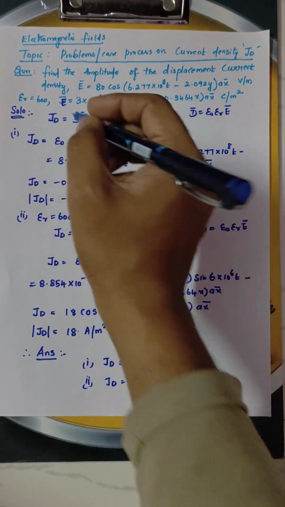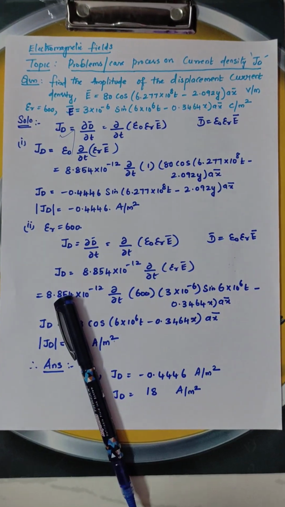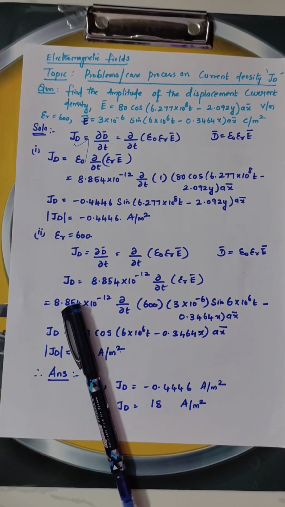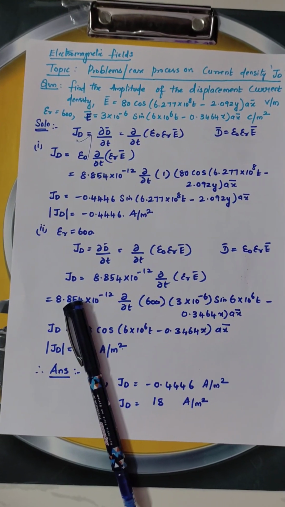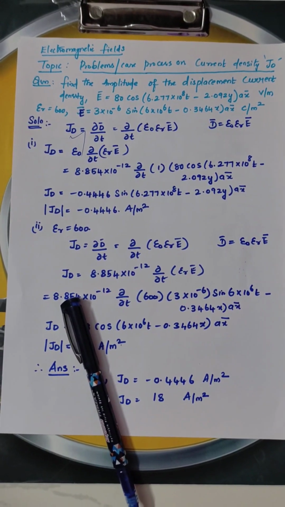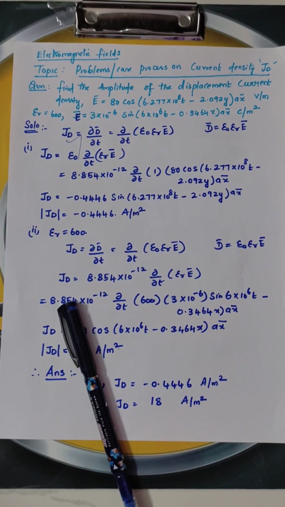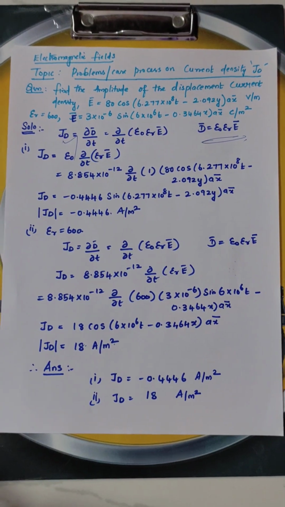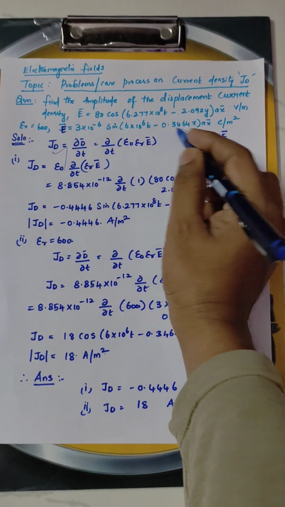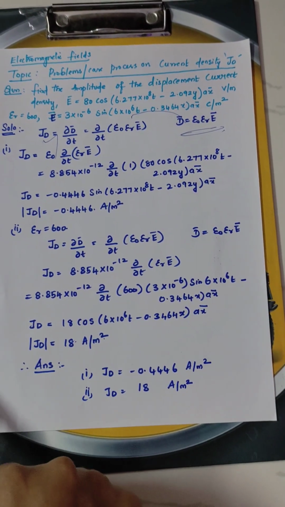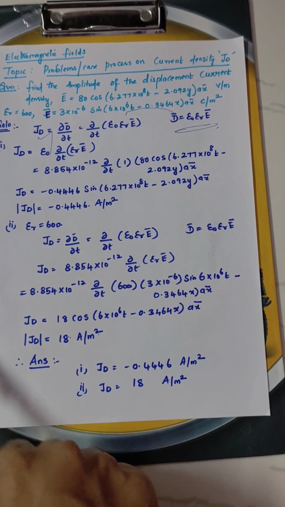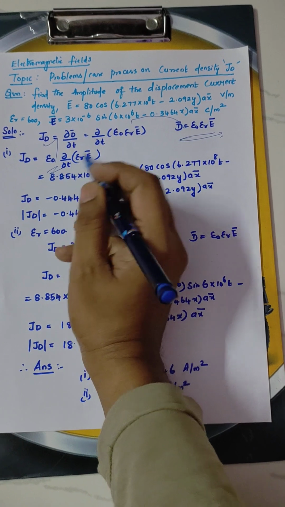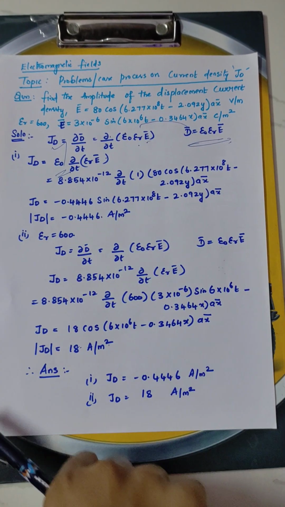This is the formula: JD is equal to dou D vector by dou t. JD is the displacement current density, and D vector is the electric flux density. Therefore JD vector is equal to dou D vector by dou t, which is equal to dou by dou t of D vector. D vector can be written as epsilon into E, where epsilon is epsilon naught epsilon r, into E vector. Substitute this D vector here. Therefore dou by dou t of epsilon naught epsilon r E vector. Now JD is equal to, taking epsilon naught outside, epsilon naught dou by dou t of epsilon r into E vector.